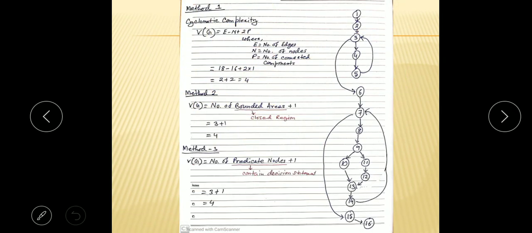So considering it as a whole, by all 3 methods we are getting the cyclomatic complexity as 4, which is the same. Now remember, if you do not find the same value for the cyclomatic complexity by all these 3 methods, then there might be some problem in your solution. In that case, check the solution once again. So that is all about the cyclomatic complexity for a given program. I hope you have understood.